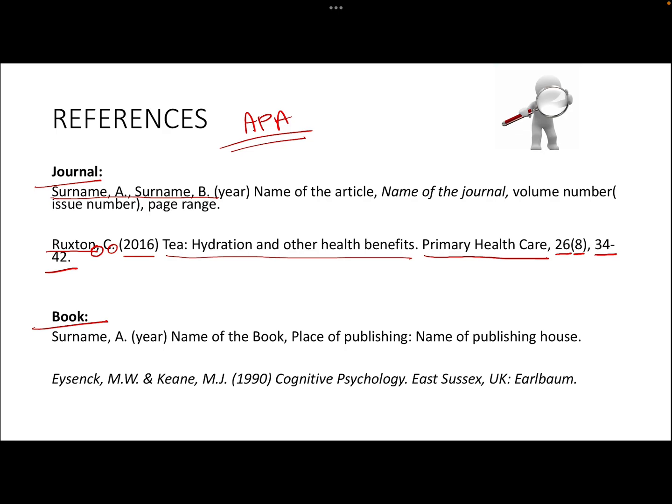If it's a book, it's a similar style, but just a little bit different. So we still have the surname and the first initial, followed by the year, the name of the book, and then the place of the publishing house. It could be London, here it's East Essex, UK, and then we have the name of the publishing house. So it's a little bit simpler. Usually in exams, they'll give you a book.